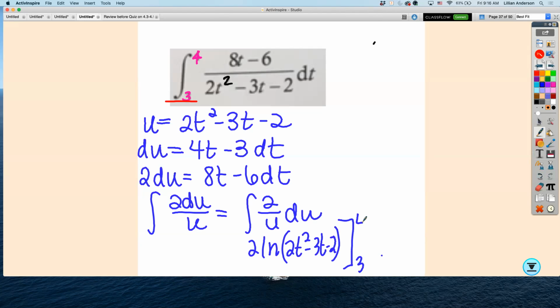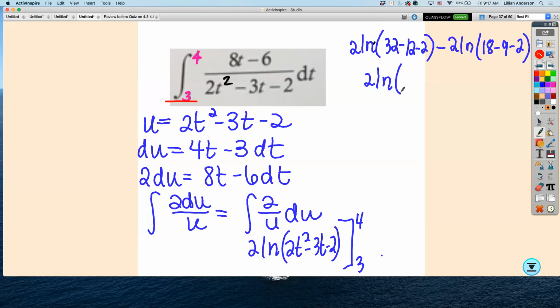Now I need to actually apply the bounds. So this becomes 2 ln. When I plug in 4, 4 squared is 16, times 2. So I'll have 32 minus 3 times 4 minus 2. Then I subtract that from when I plug in 3. What's 3 squared times 2? 3 times 3. This becomes 2 ln of, what's that? 18. And then this one becomes 7.